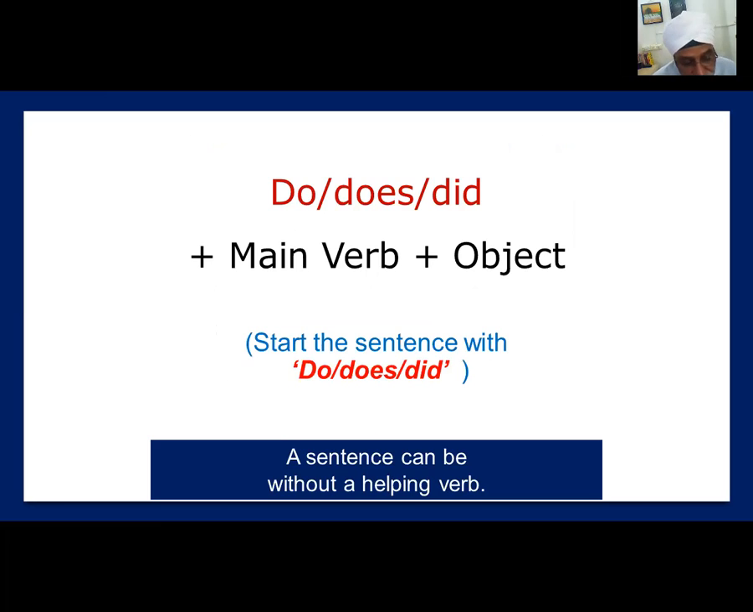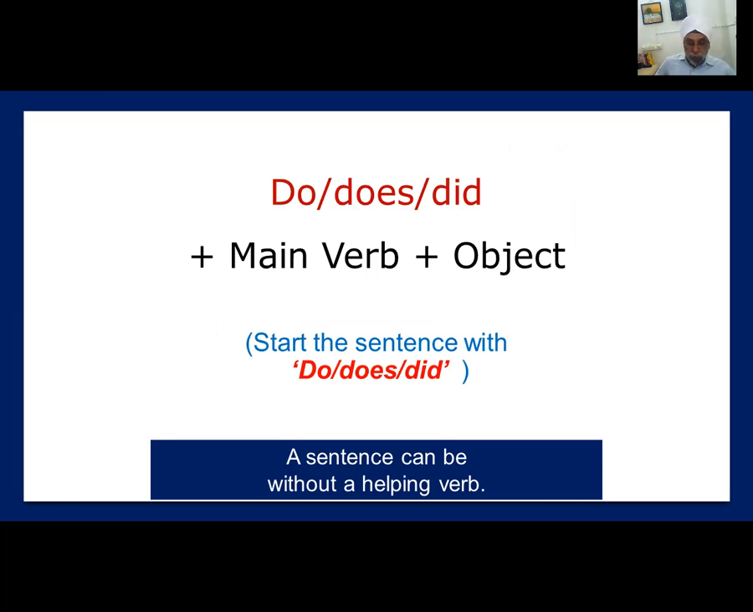So what we did is, when we had a helping verb in the sentence, we simply moved the helping verb out to make an interrogative sentence. But what do we do in those sentences where we don't have a helping verb? We have only two types of sentences without a helping verb, and that is present simple tense and past simple tense.